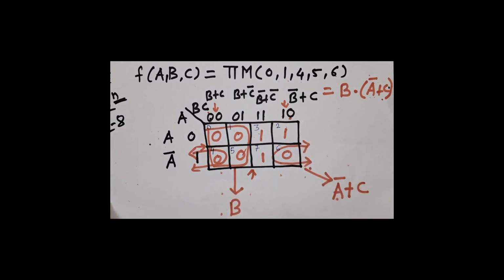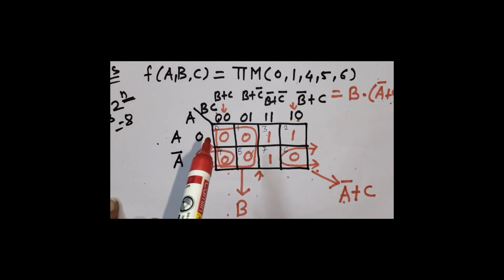So in this way, we can implement 3 variable K-map for product of sum form.